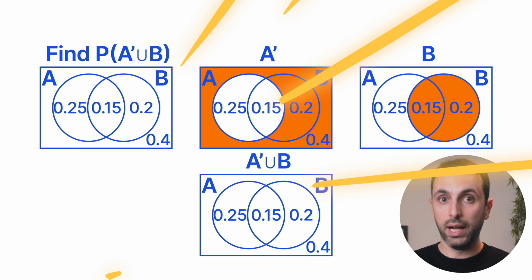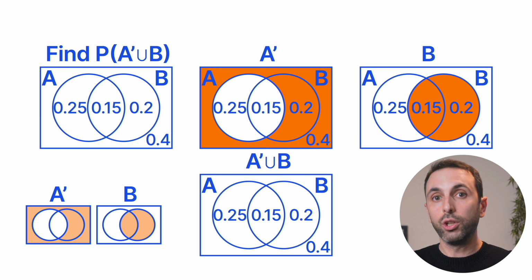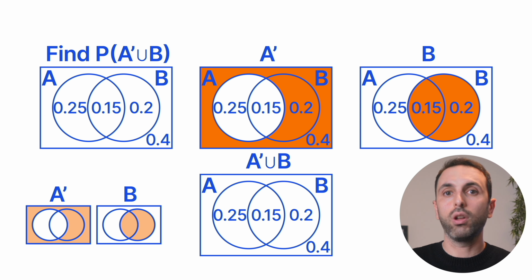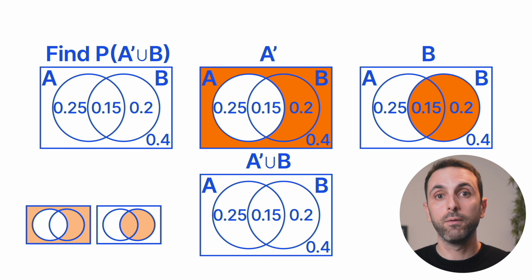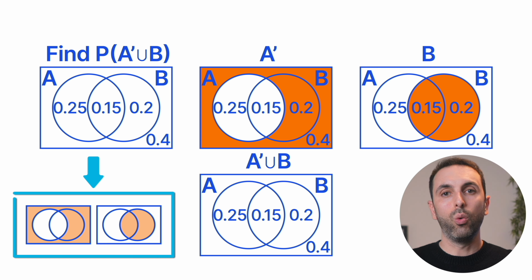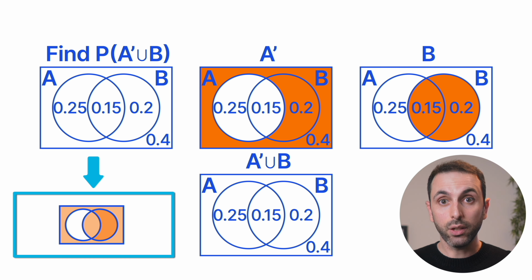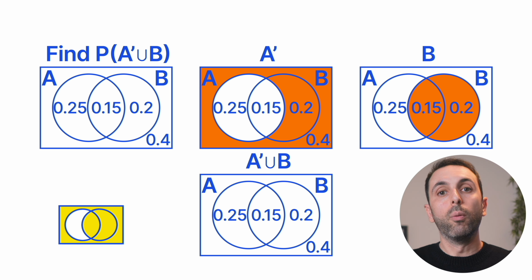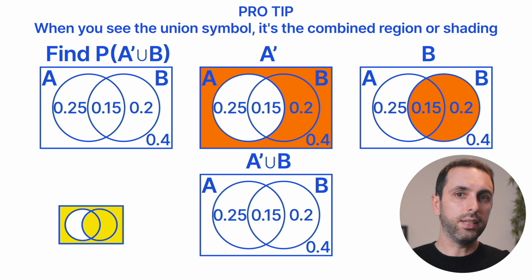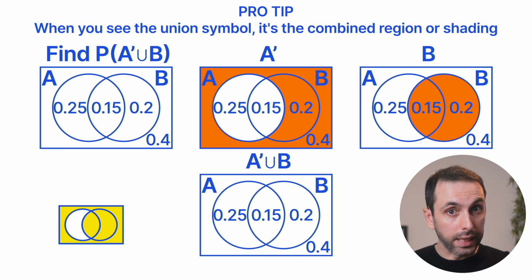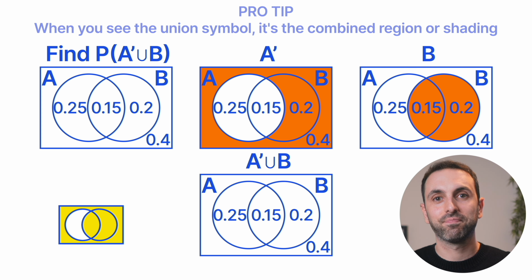So in our Venn diagram, based on this definition of what union means generally, surely it's the region where A complement or B are shaded. And this does indeed hold true for probability. So we can see that it's this combined region here. So moving forward, I want you to think whenever you see the union symbol regarding a Venn diagram, it's the combined region or shading between the two events.